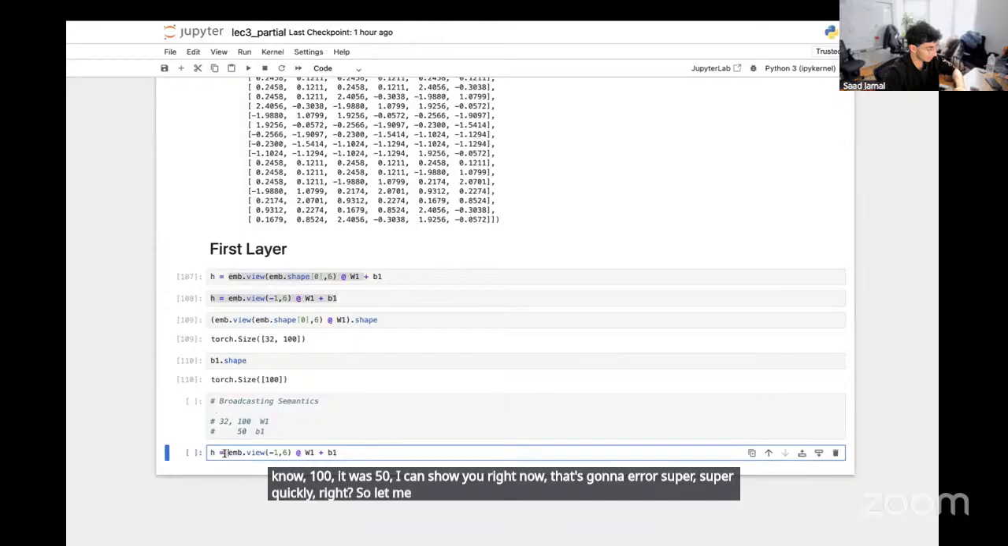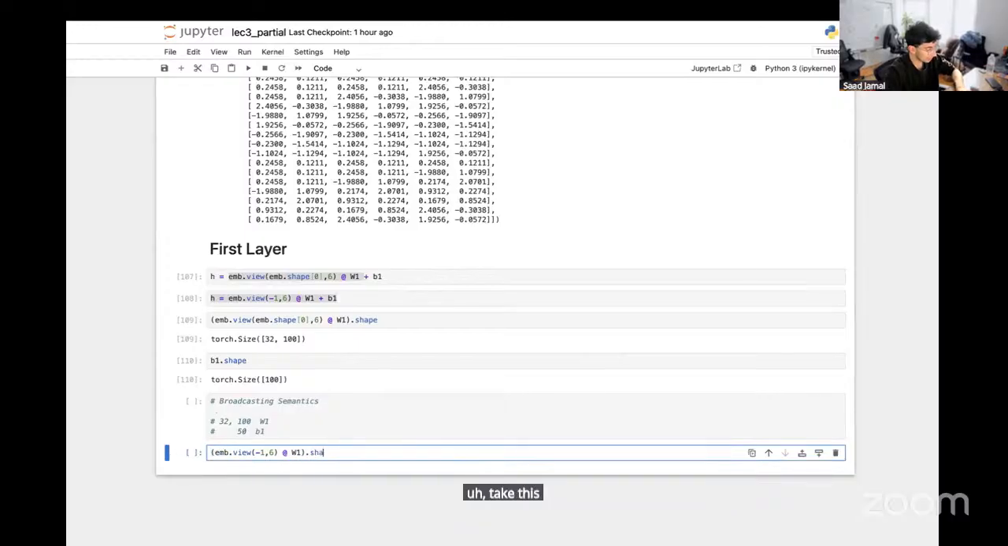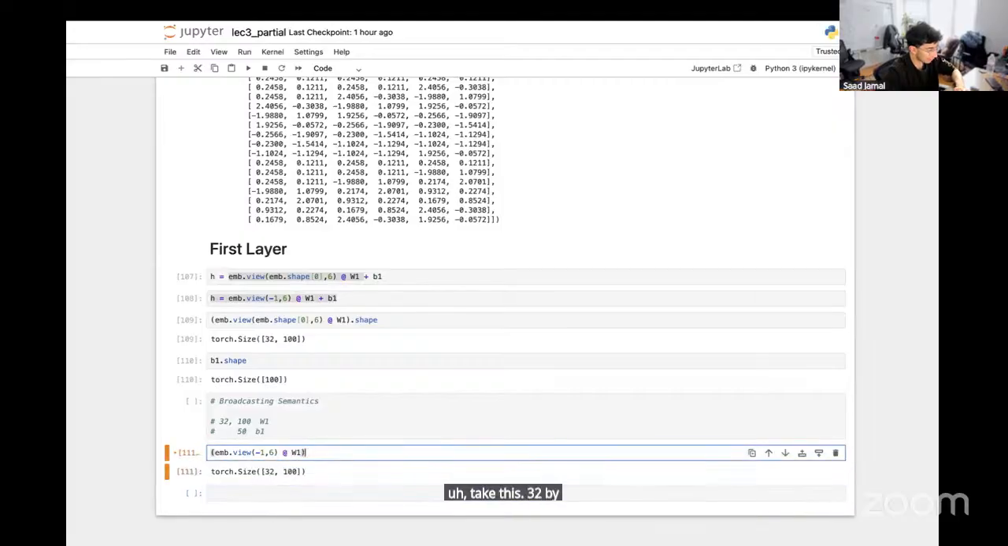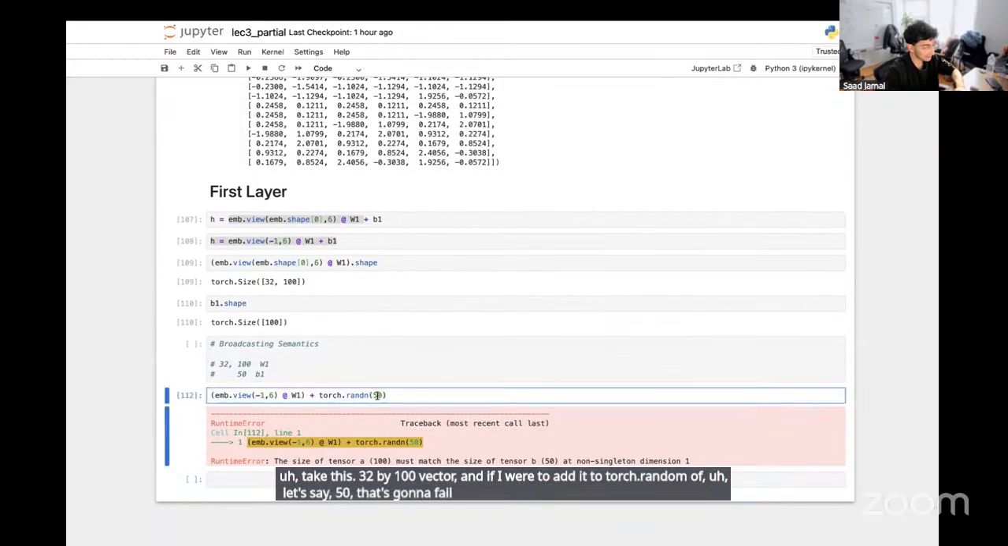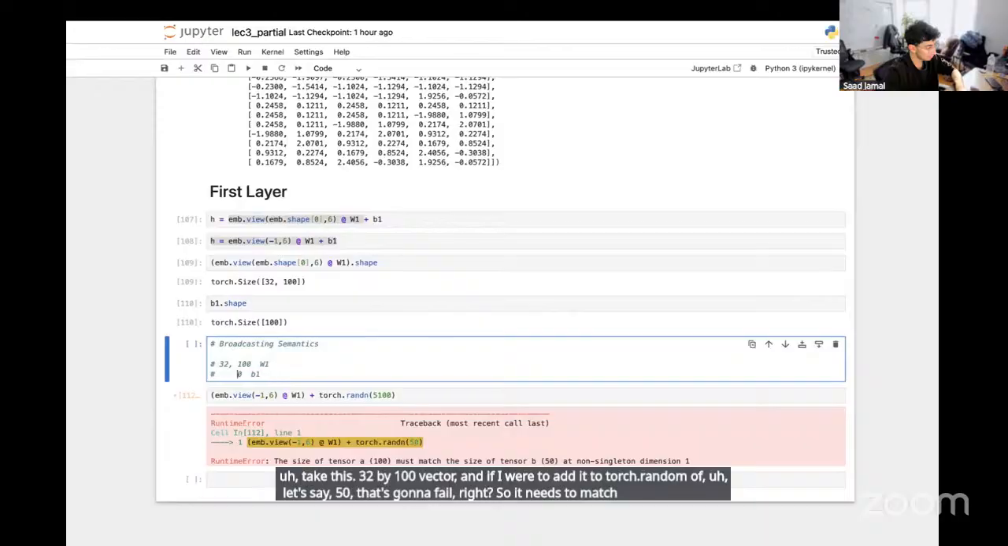Let me show you that really quickly. If I were to take this 32 by 100 tensor and add it to torch.rand of, let's say, 50, that's going to fail, right? So it needs to match dimensions. Perfect. So these dimensions match. And remember, in broadcasting semantics, when we don't have a dimension in that spot, we fill it with a 1.